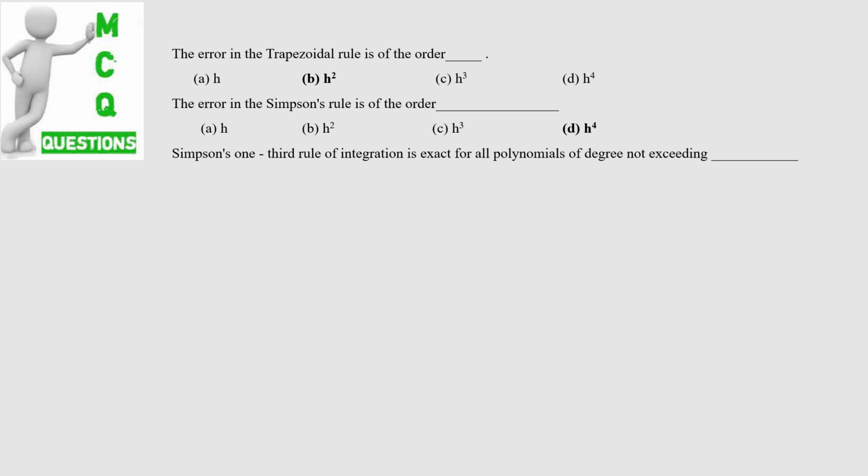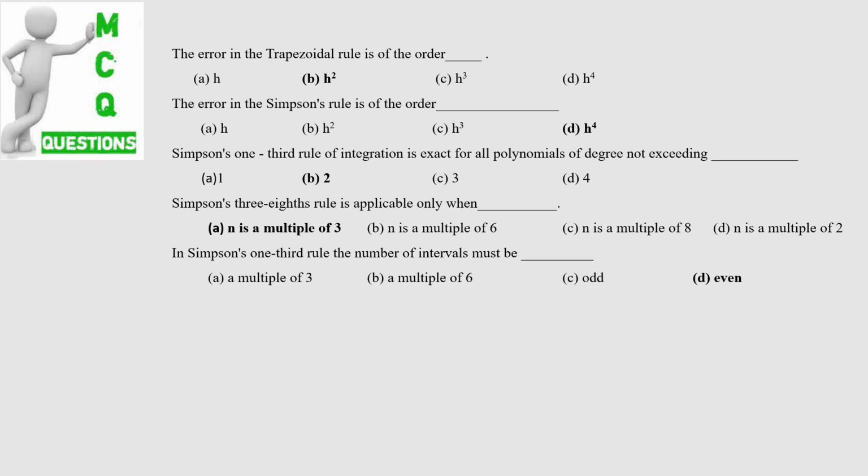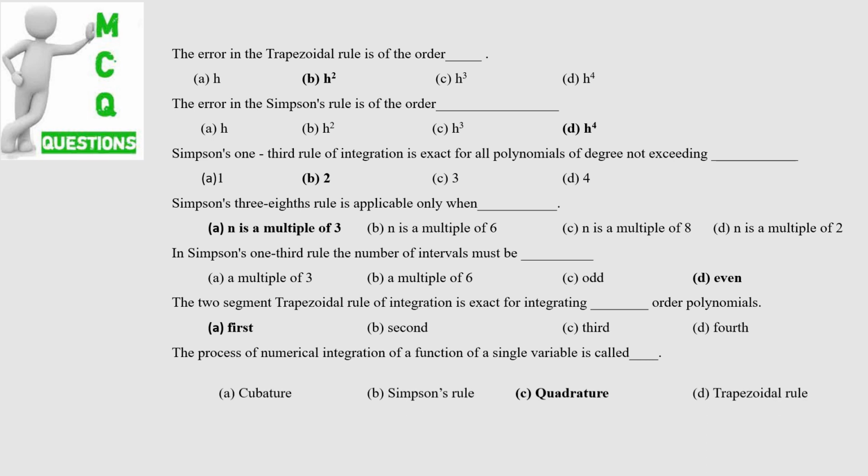Simpson's 1/3 rule of integration is exact for all polynomials of degree not exceeding 2. Simpson's 3/8 rule is applicable only when n is a multiple of 3. In Simpson's 1/3 rule, the number of intervals must be even. The 2-segment trapezoidal rule of integration is exact for integrating first order polynomials. The process of numerical integration of a function of a single variable is called quadrature.